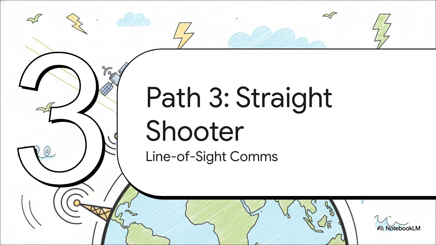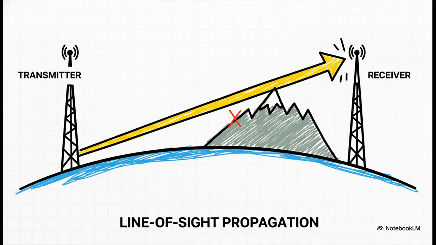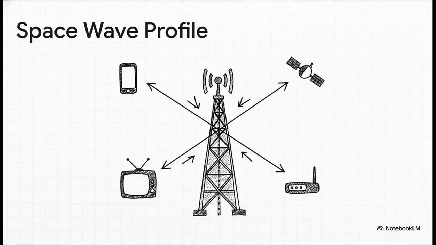Okay, so we've hugged the ground and we've bounced off the sky. Now for the final path, the one that powers most of our modern wireless world, the straight shooter. So unlike ground waves that curve or sky waves that bounce, these signals, we call them space waves, travel in a perfectly straight line. They act a lot more like a beam of light from a laser pointer. If anything gets in the way, like a mountain or even just the curve of the Earth, that's it, the signal is blocked.